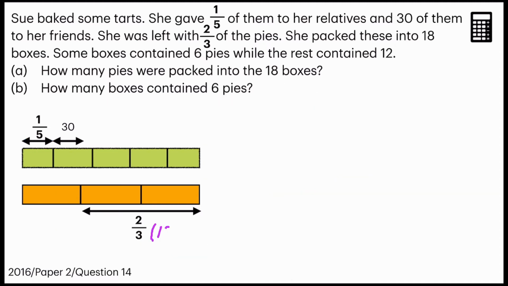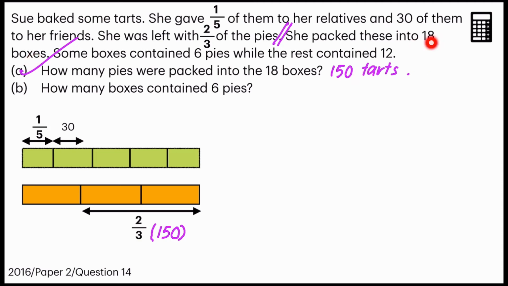Just now we have already found out that 2/3 is equals to 150. Alright, so we have already solved A. A is 150 tarts. Okay. Now, the second part of the question is not related to fraction anymore. Okay, it is a guess and check question, or we can use supposition to solve it. Let's see. She packed these refers to the 150 tarts, into 18 boxes.